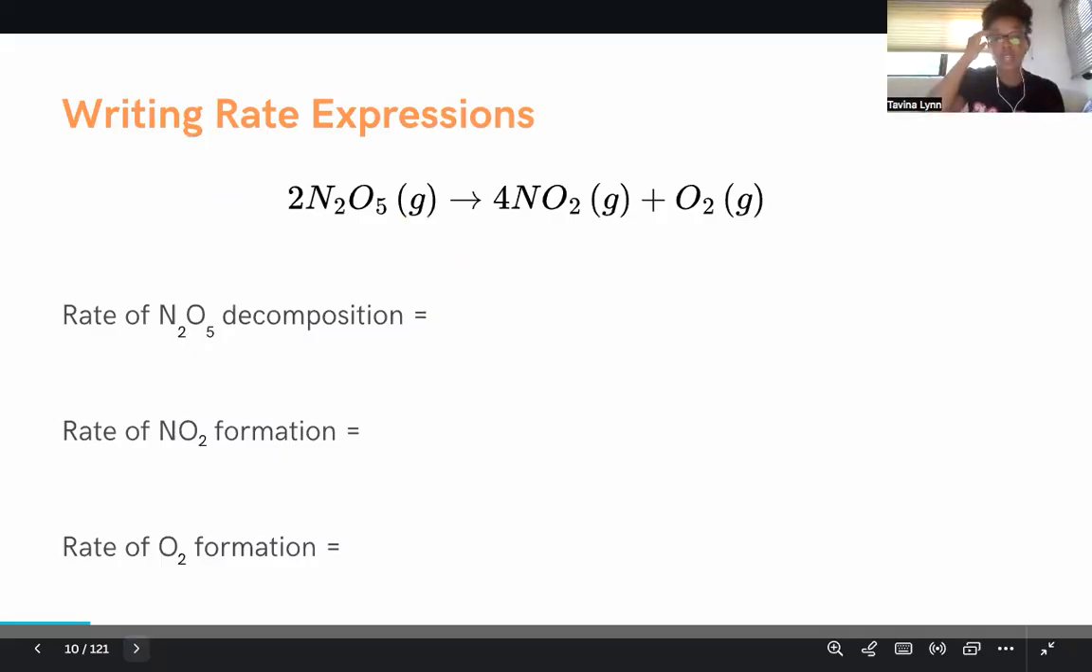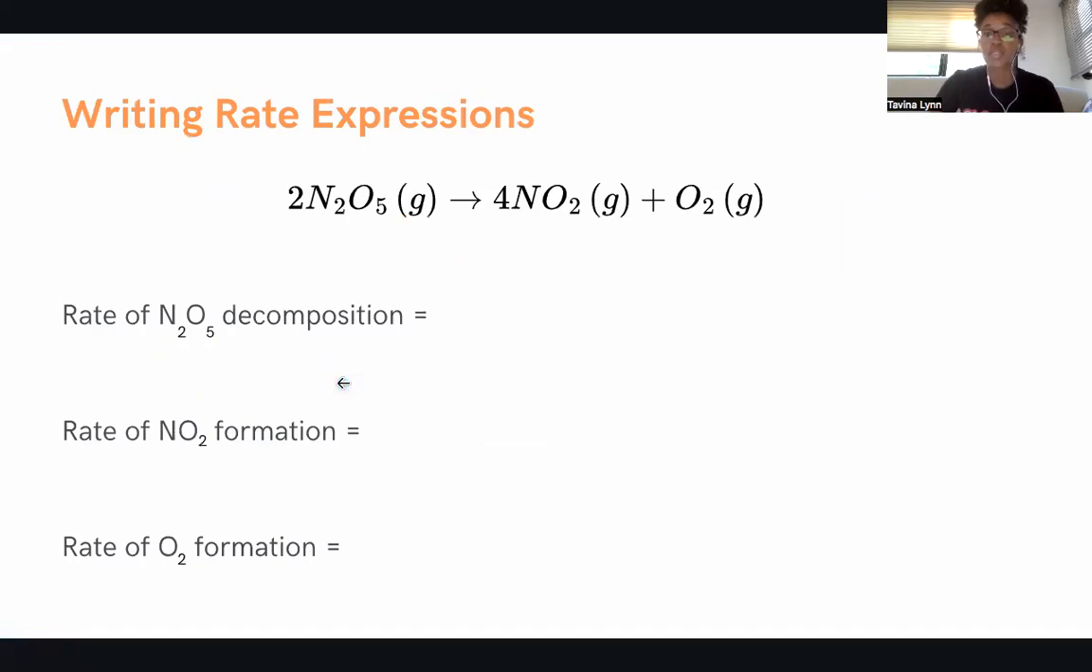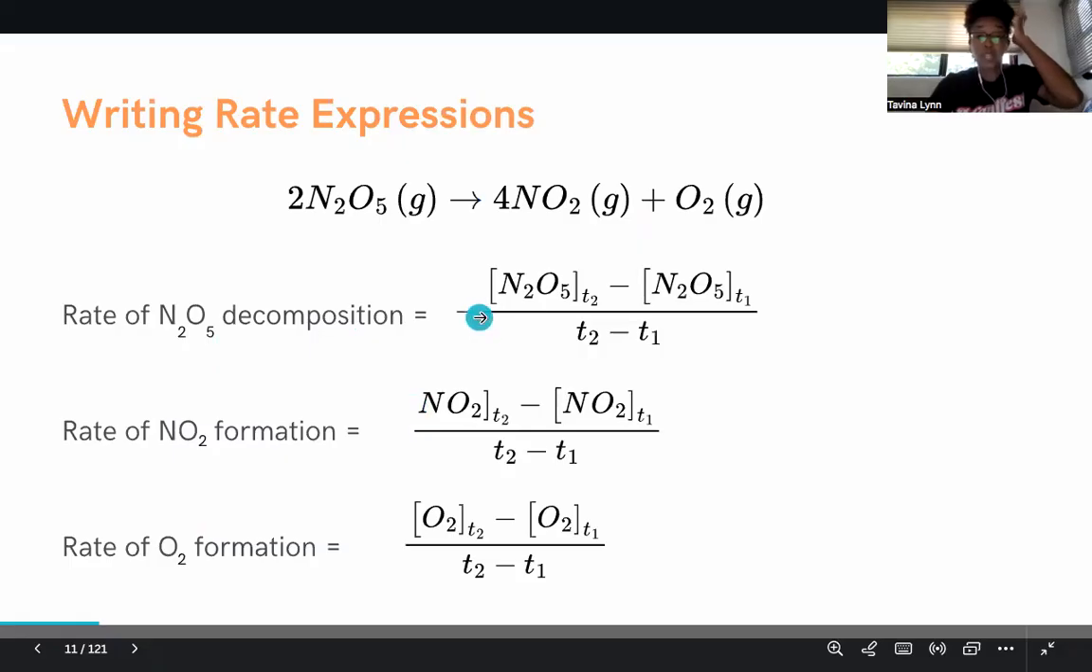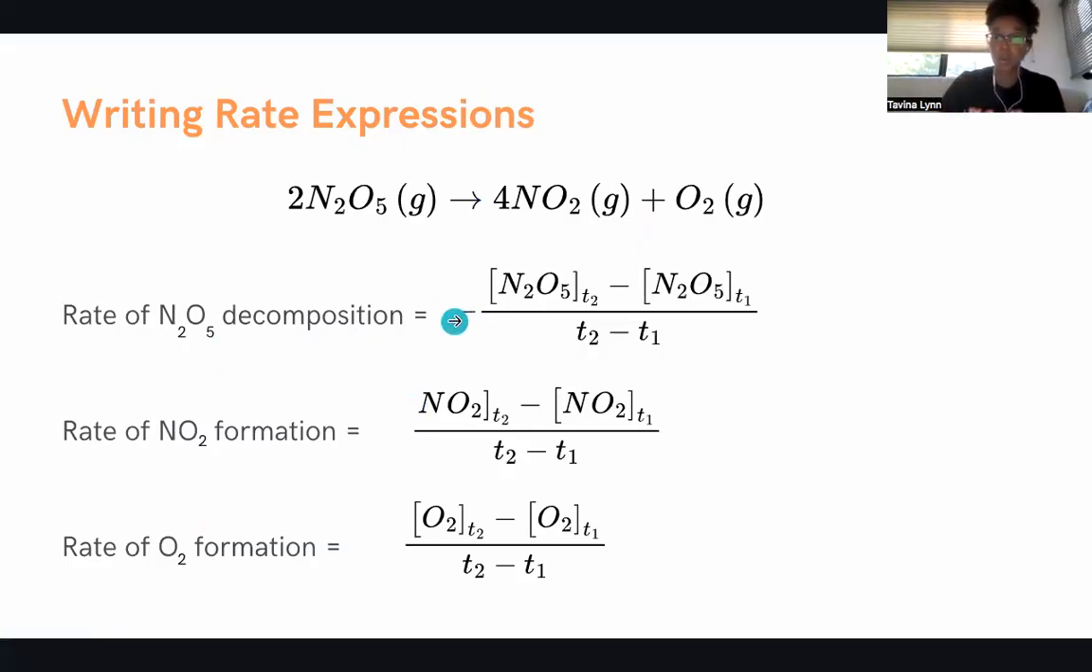So let's look at an example of writing a rate expression. So we have this chemical reaction here. And we're going to write the rate expression with respect to the reactant and to the two products that are formed. So N2O5 is being decomposed. So the rate is negative because it's decomposing, it's being consumed: negative of the concentration of N2O5 at some time point 2 minus the concentration of N2O5 at our initial time point 1. And that's over the difference in time, time point 2 minus time point 1.